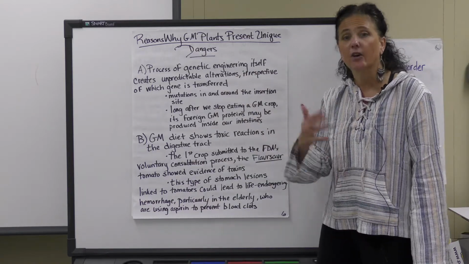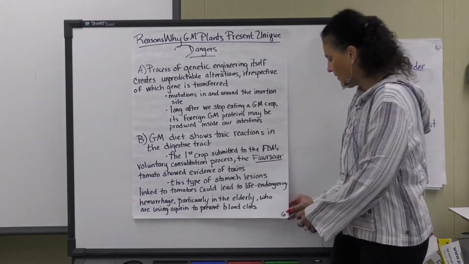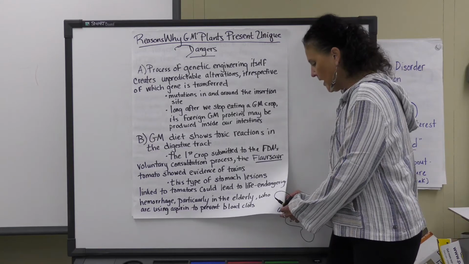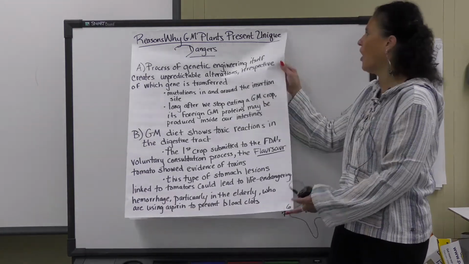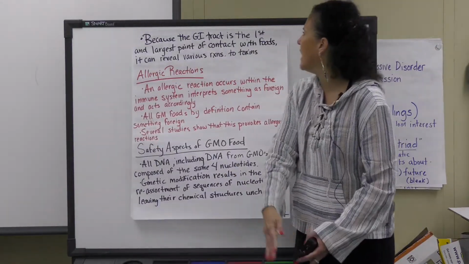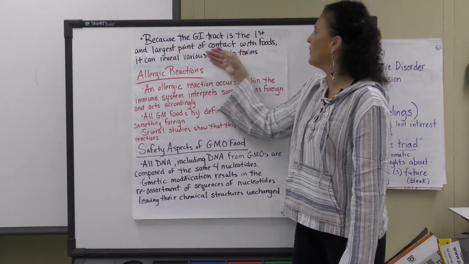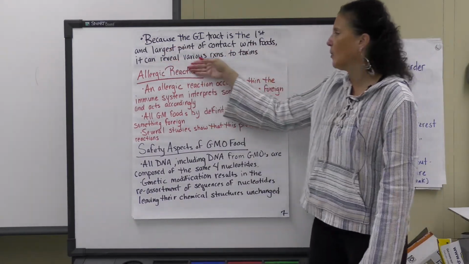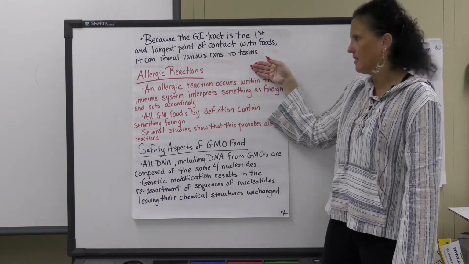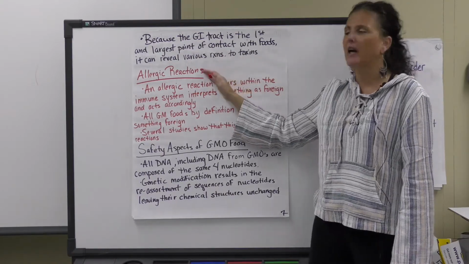When your blood is thinner, it's easier for you to hemorrhage, right? They take that to prevent blood clots, and a lot of people take it for their heart. Because the GI tract is the first and the largest point of contact with foods, that's where we get these various reactions to toxins. What about allergic reactions?